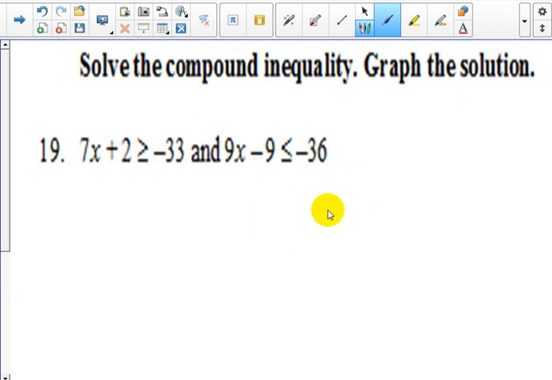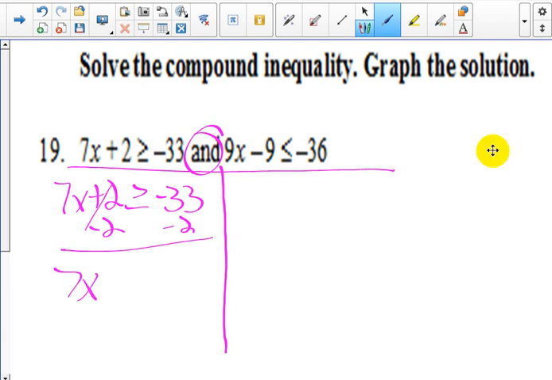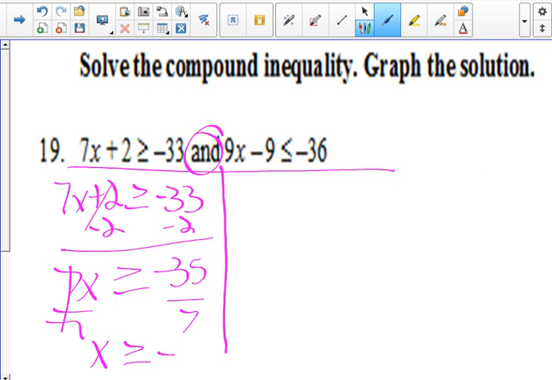Our next problem says solve the compound inequality and graph the solution. Now we've got an and, so we're going to solve both of these individually. We've got 7x plus 2 is greater than or equal to negative 33. I'm going to solve this side first. Subtract 2 from each side, and I get 7x is greater than or equal to negative 35. Now divide each side by 7, and I get x is greater than or equal to negative 5. So there's my first part.